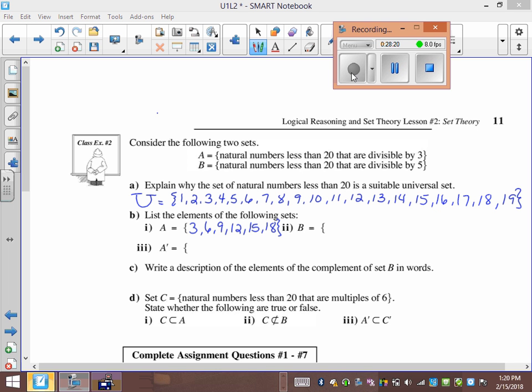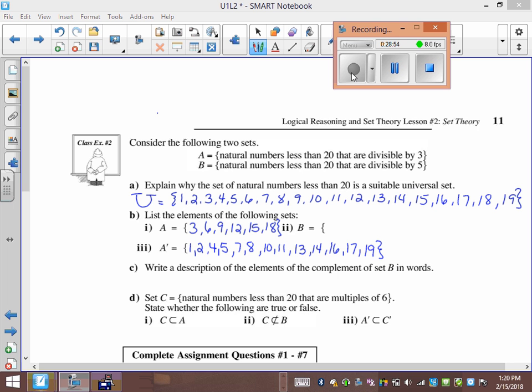I'm going to, instead of going right to B, go to the complement of A. Is the complement of A easy to write now once we have the universal set and A? Yeah? It's just everything that's in the universal set that's not in A. Once again, don't complain. This doesn't take that much of your life up. Okay, so 1, 2, not 3, 4, 5, not 6, 7, 8, not 9, 10, 11, not 12, 13, 14, not 15, 16, 17, not 18, and 19. You agree?